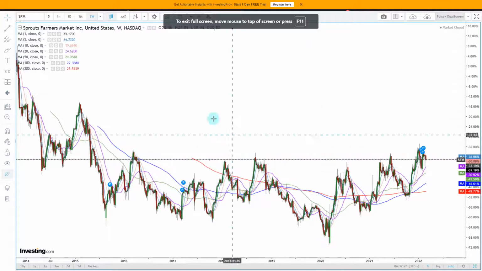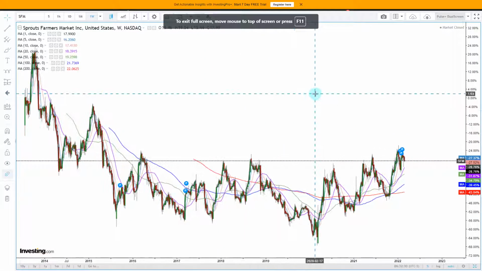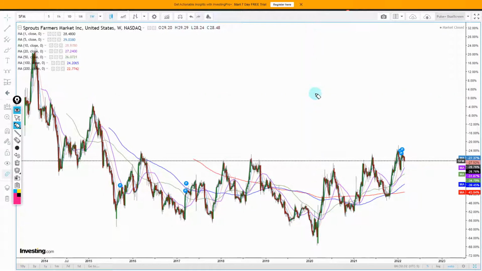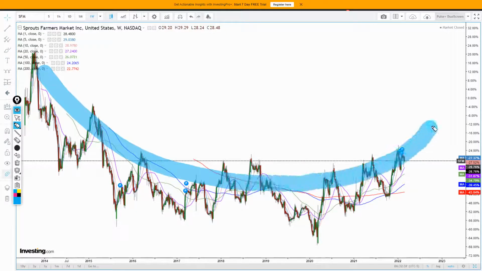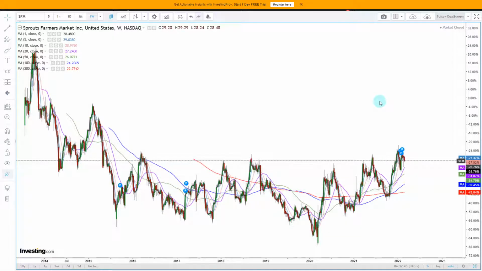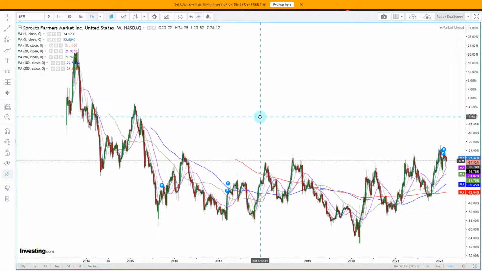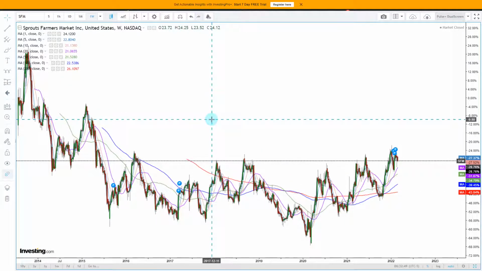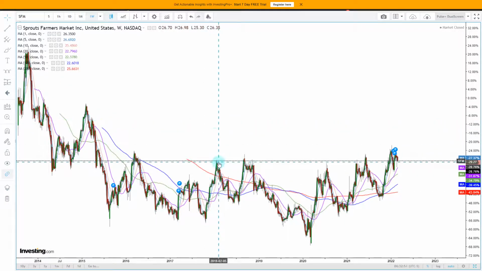So here is the chart, weekly data points. In the super big picture, we do have a key technical pattern here, and that is a monster rounding bottom pattern. It is a very bullish technical pattern, but that is also a very long-term pattern. So super long-term, things are looking good for this stock.